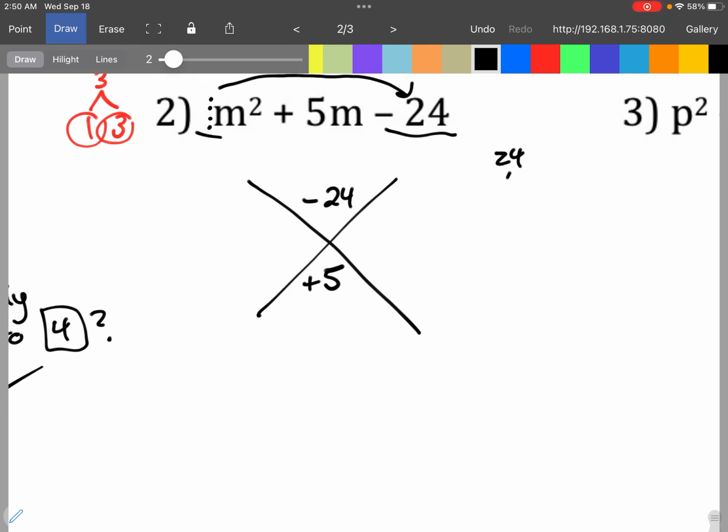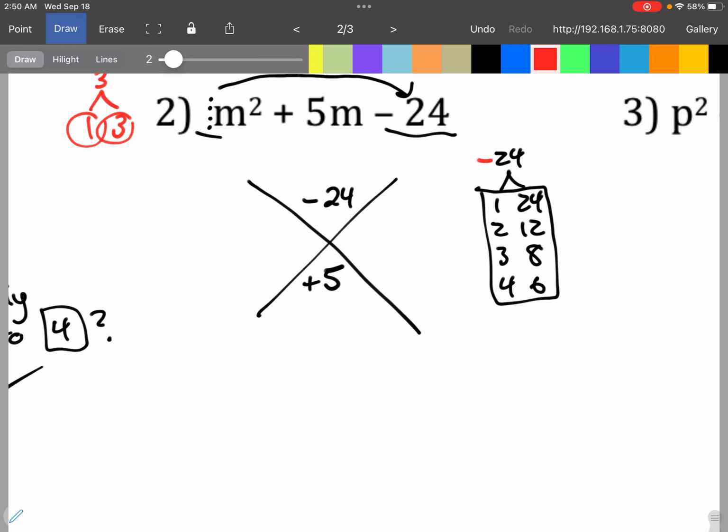So let's break it down. 24, you can do 1 and 24, 2 times 12, 3 times 8, 4 times 6. These are all the numbers that multiply to 24. Now, in order for us to multiply to negative 24, somebody has to be negative. Either it's going to be all of these guys, or it's going to be all of these guys. You have to ask yourself, who's it going to be?